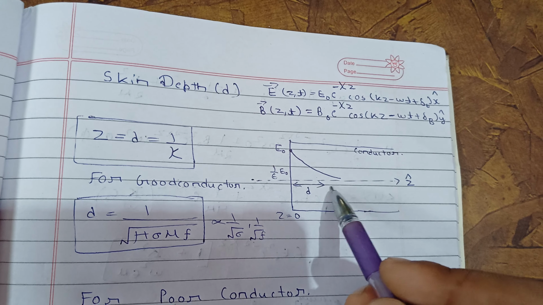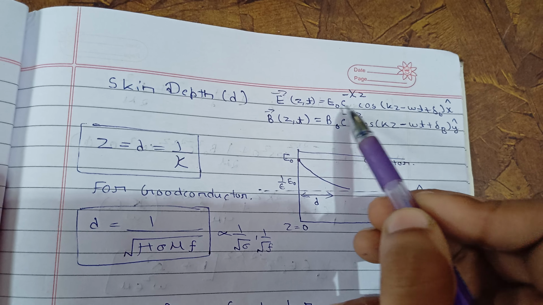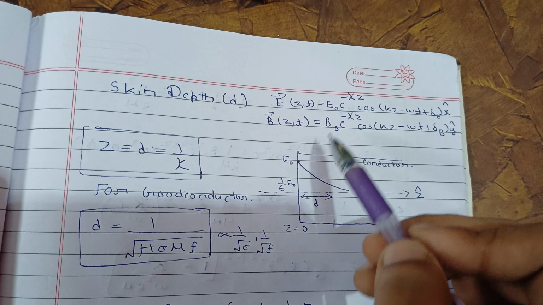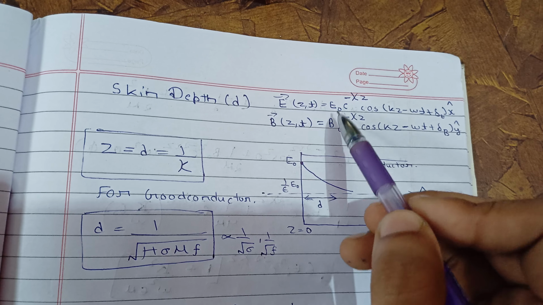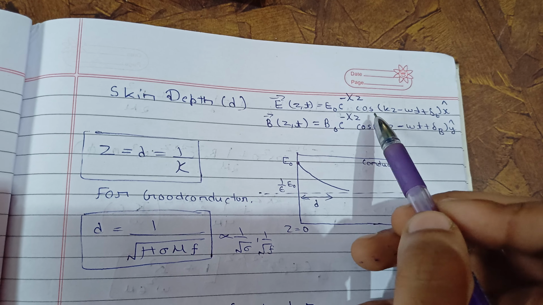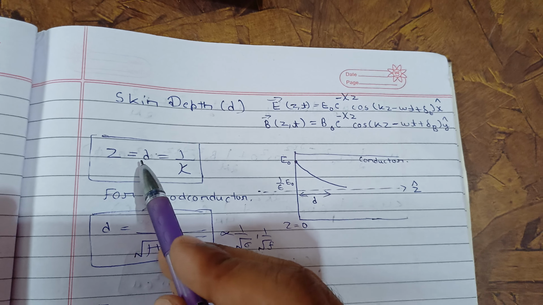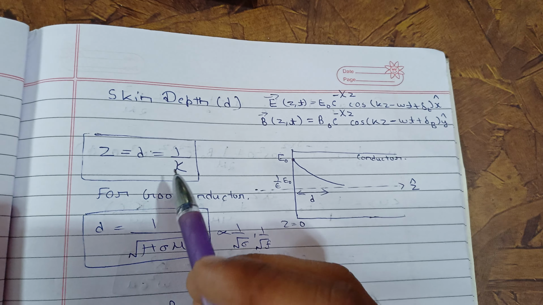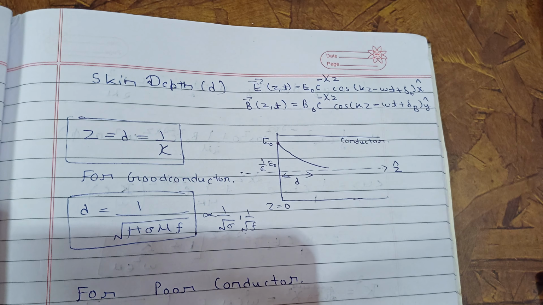So if you need to find this d, this E naught exponential must become 1 upon e times E naught, so it means the exponential power minus 1 should be there. So kappa z must be equal to 1, only then it will become 1 upon e times E naught. So kappa z equal to 1, and from here z will be 1 upon kappa, and that distance is called d, the skin depth. So z equal to d equal to 1 upon kappa. You just need to put kappa z equal to 1. So that's how you can find the skin depth.